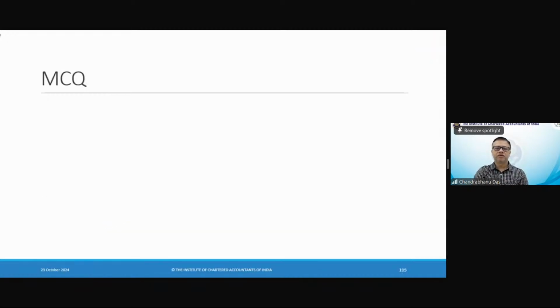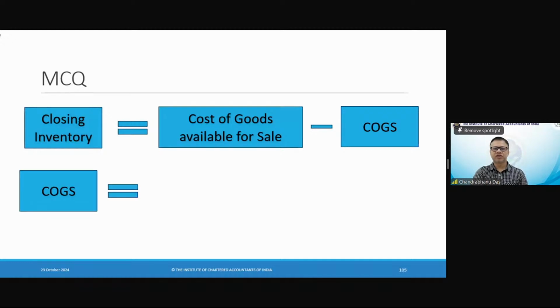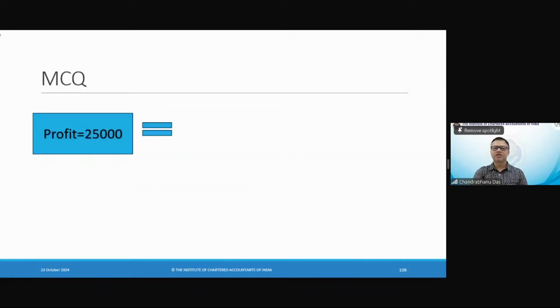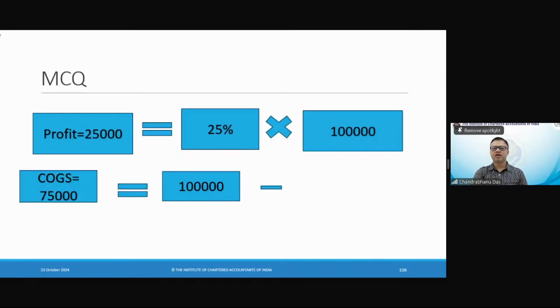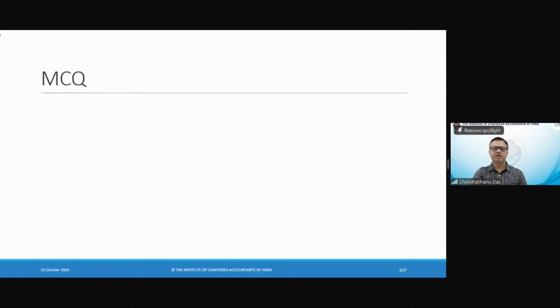So we will see. Closing inventory is cost of goods available for sale minus the cost of goods sold. So you have total sales minus the profit, and profit on sales is profit margin into total sales. So closing inventory, you are getting 2 lakhs minus this COGS of 700,000, and that's where you get your inventory. I'll share this slide with you. Good. So we need to be that conversant with the concept of closing inventory. Very good.